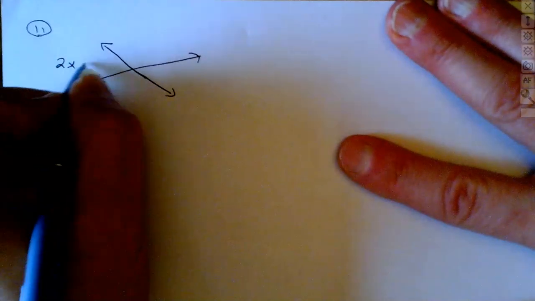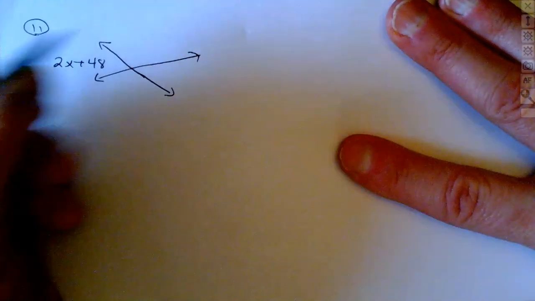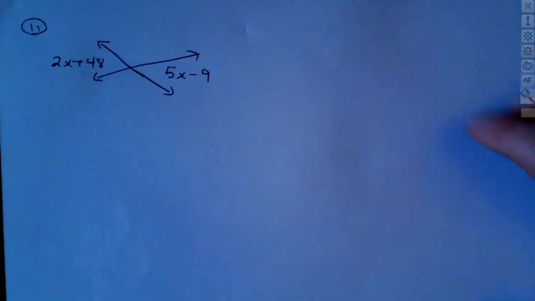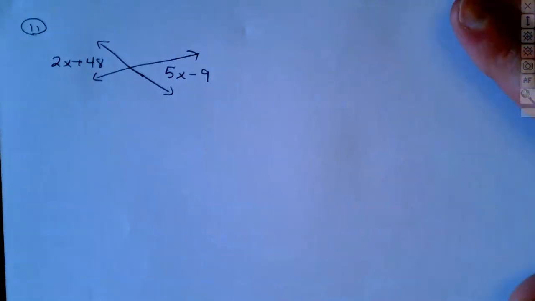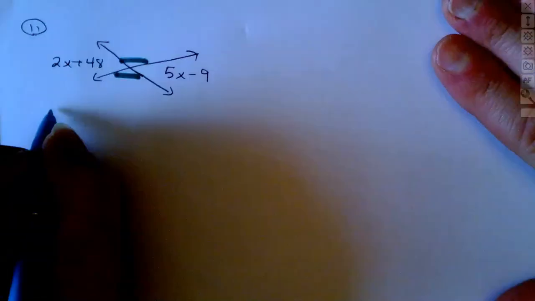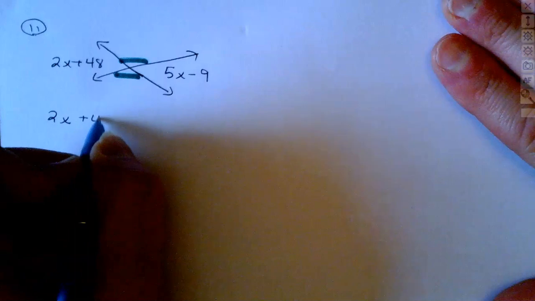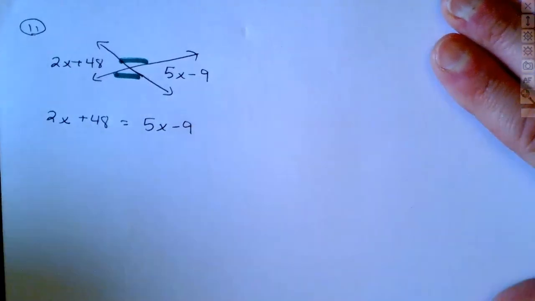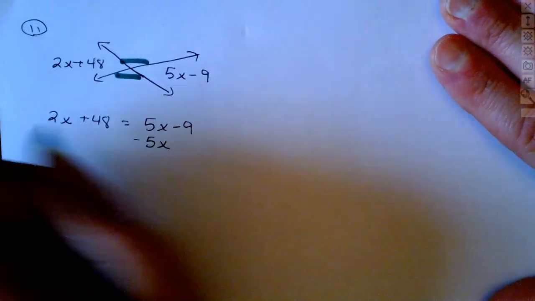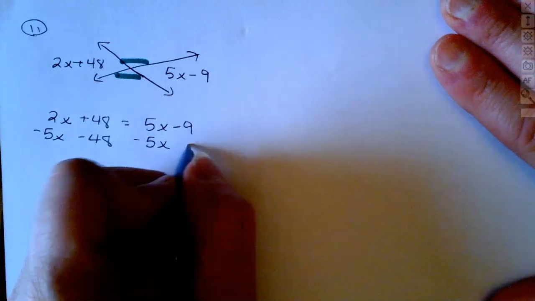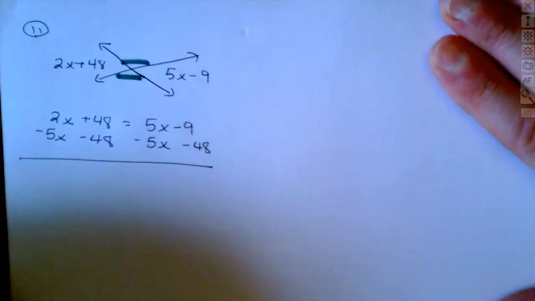And this is 2x plus 48. And this one is 5x minus 9. Okay, and what do we know? Well, we know that these are going to be equal to each other. So what does that give us now? That gives us 2x plus 48 equals 5x minus 9. And move that 5x over. You should be comfortable now with doing multiple operations at once. And move that 48 over as well.